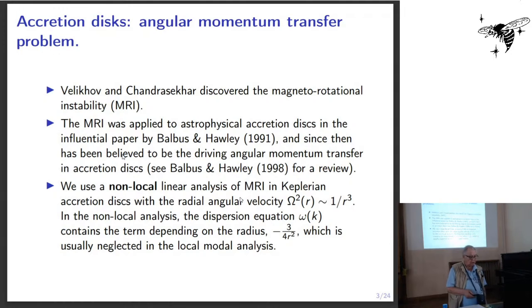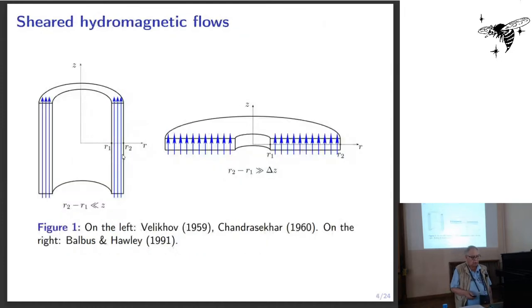We use a non-local linear analysis of MRI in a Keplerian accretion disk with radial angular velocity omega. In the non-local analysis, the dispersion equation, omega small as a function of wave vector k, contains a term depending on the radius, which is usually neglected in the local model analysis. Here, I want to show the difference in the two approaches to the problem.